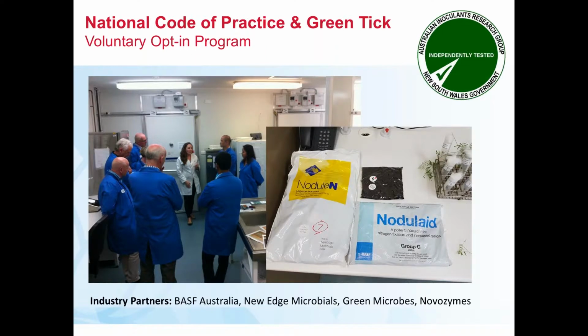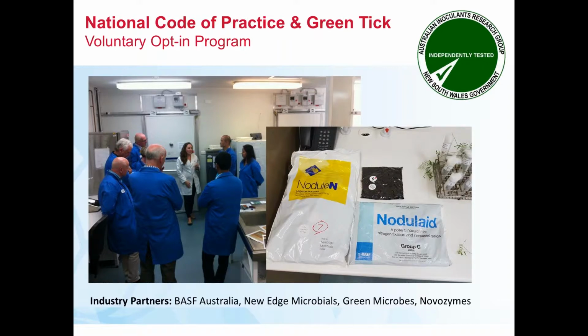Our National Code of Practice and Green Tick program are voluntary opt-in programs. We have 4 major industry partners, which are listed there on the screen. These partners choose to get their products independently tested by our service. And when we independently test them, they are allowed to show the green tick logo on their packets. So if you see an inoculant bag that has the green tick logo, you know that it's been independently tested by us.